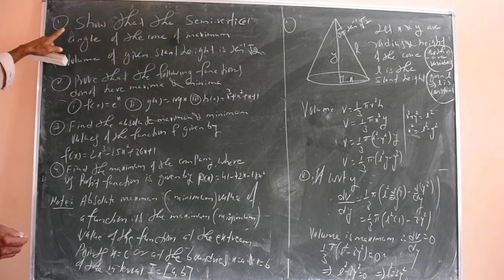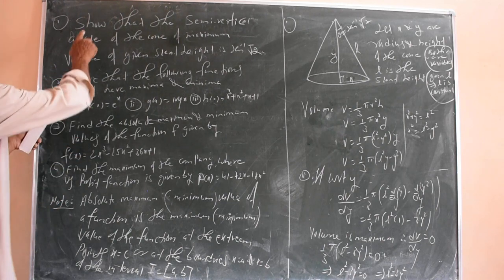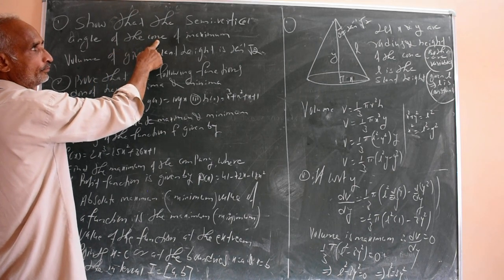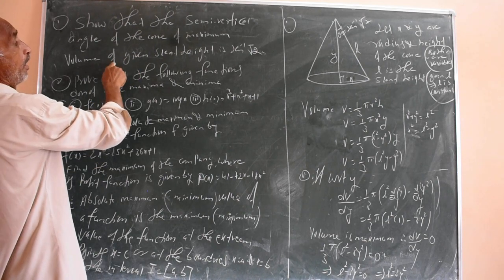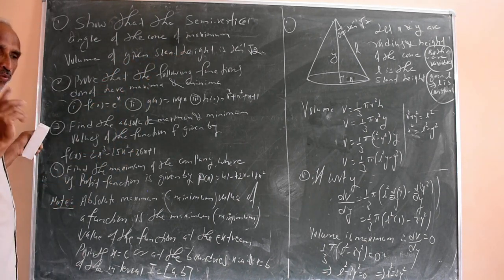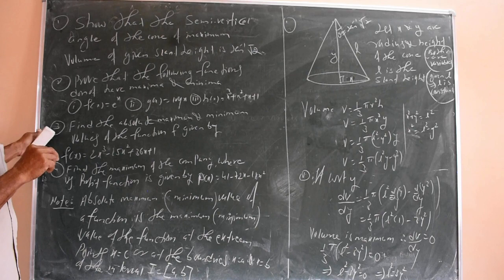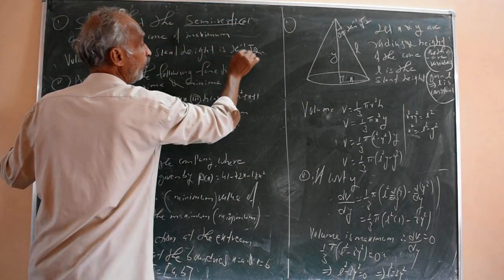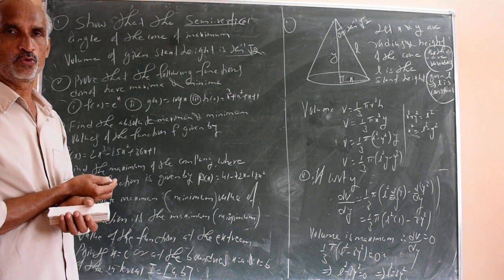Show that the semi-vertical angle of the cone of maximum volume, of given slant height, is tan inverse root 2. Volume is maximum is mentioned, and slant height of the cone is given, which means constant; the word given means constant. It means we have to show that the semi-vertical angle of the cone is tan inverse root 2 under the given conditions. What are those two given conditions?